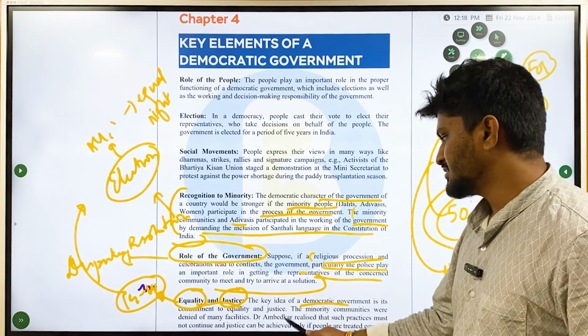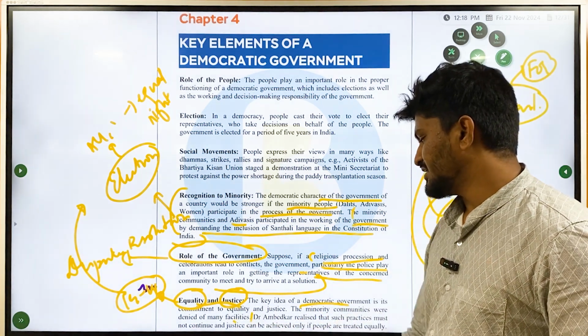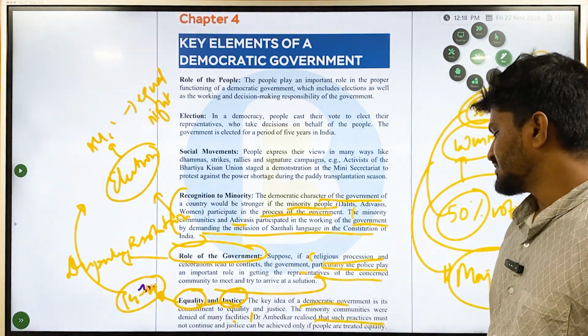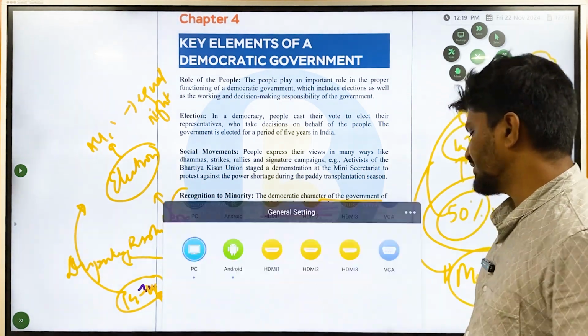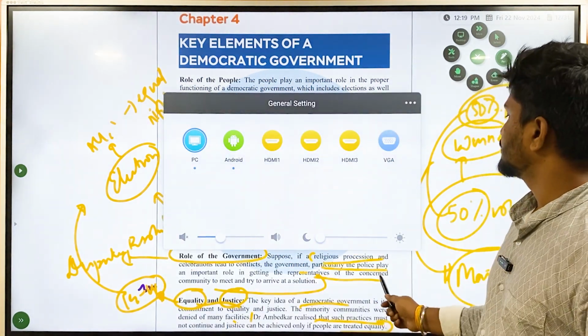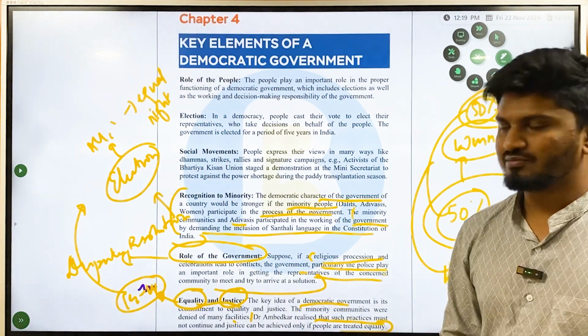The minority communities were denied many facilities in the initial days. Dr. B.R. Ambedkar realized that such practices must not continue and justice can be achieved only if the people are treated equally. Okay, so these are the key elements of democracy.